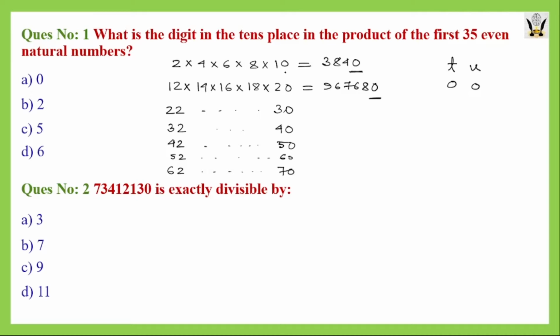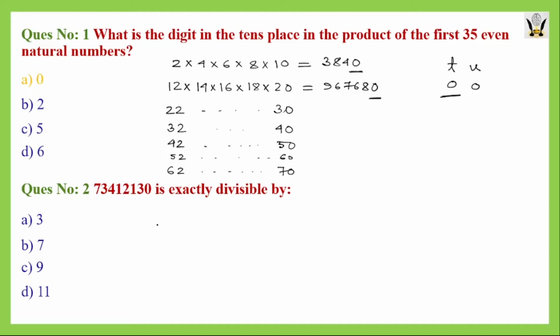So if we multiply all these 35 even natural numbers, then not only at units place or tens place, but also till the 7th place from units place the digit will be 0. So here we don't have to proceed further since we have already obtained the value at tens place. So we can conclude here itself that the digit at tens place in that multiplication will be 0.